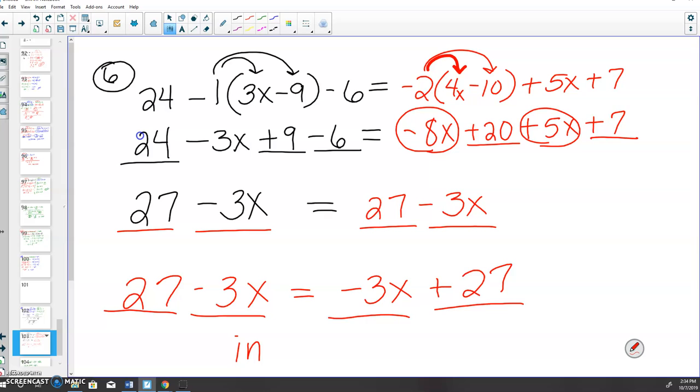So the answer would be infinite solution. Because no matter what I plug in for x, as long as I do it to the other side, I'm going to get the same answer. Let's say x is 10. 27 minus 3 times 10 is the same as 27 minus 3 times 10, right?